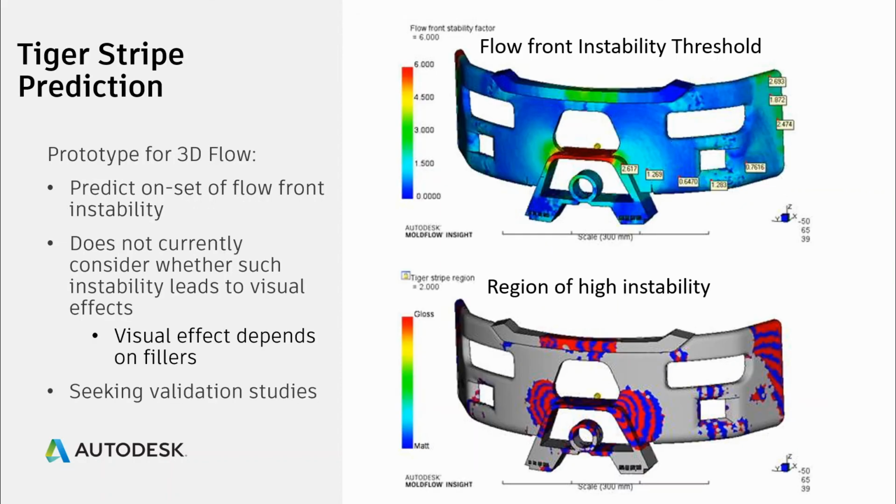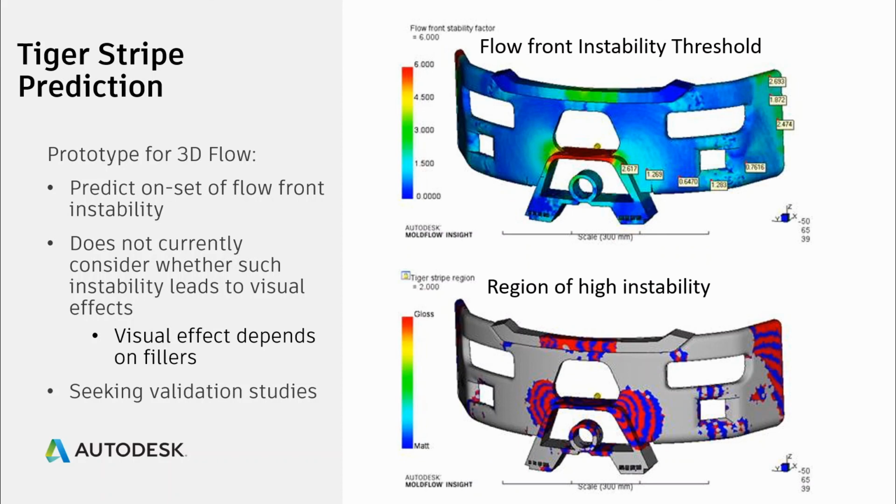Another continuing technology preview feature, not yet ready for commercial release, is the prototype prediction of tiger stripes. In fact, what we're predicting here is the onset of the flow front instability, which is a factor in the presence of tiger stripes. However, what we are not currently considering is whether this instability leads to visual effects. This is because the visual effects depend on the presence of fillers and the orientation of those fillers due to the flow front instability. We're still seeking validation studies from industrial partners to help improve the robustness of this prediction.